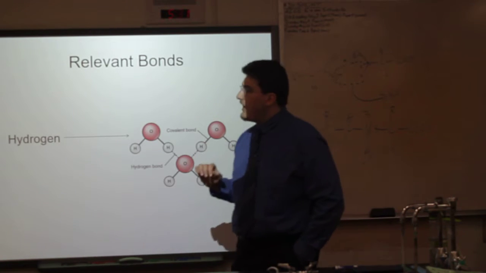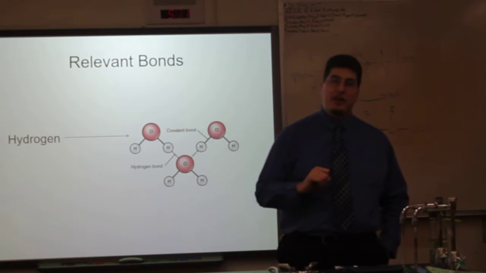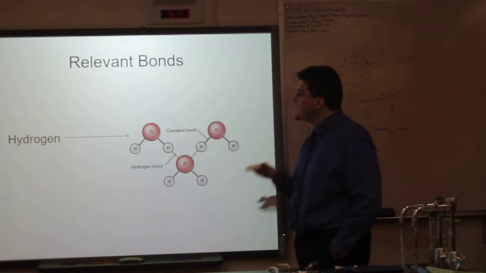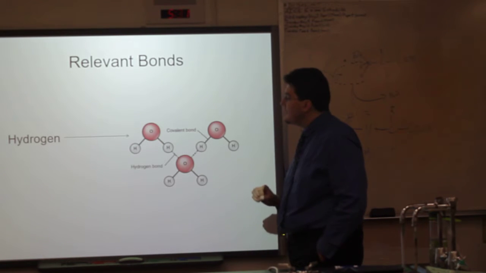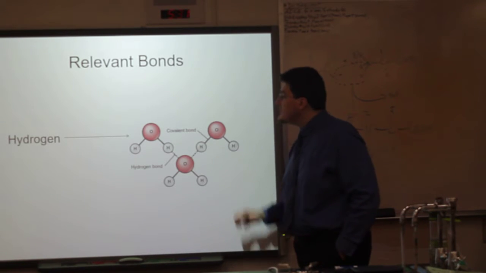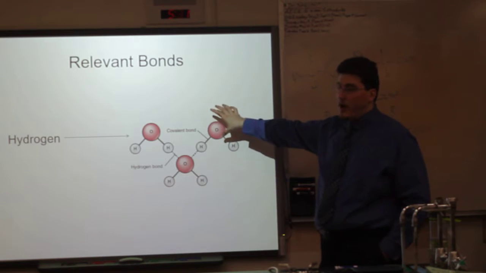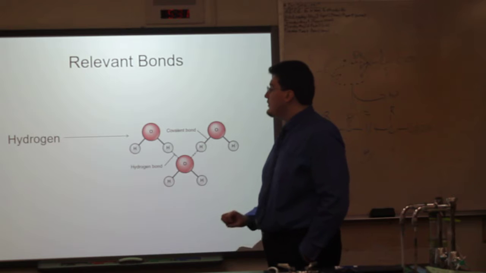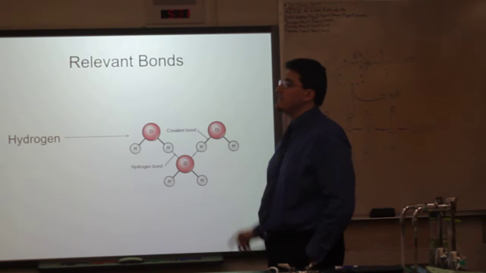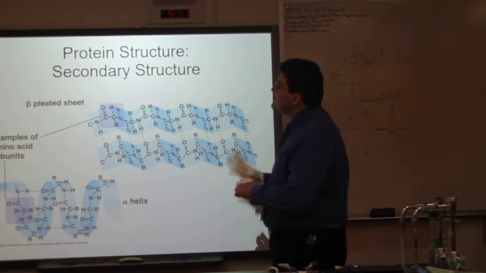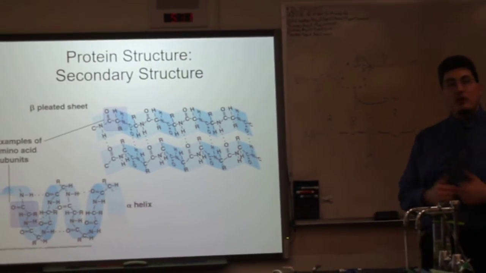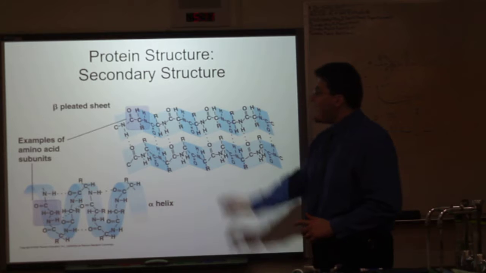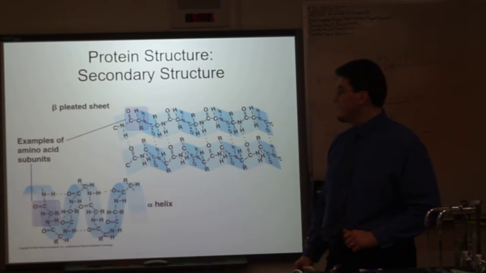The relevant bonds of the next level of protein structure is hydrogen bonding. You have a covalent bond between oxygen and hydrogen, but you have a hydrogen bond within the molecule of water. Then you have a hydrogen bond between the hydrogen of one molecule and the oxygen of another molecule. The secondary structure takes on 2 forms, where you have the beta pleated sheet and the alpha helix.